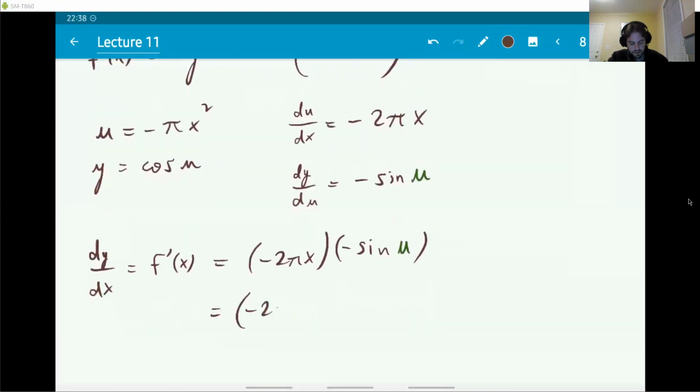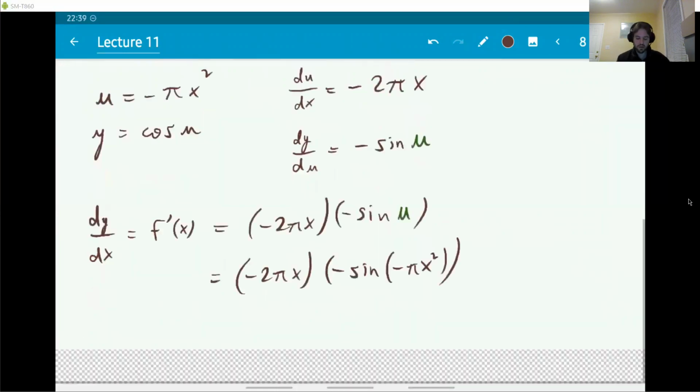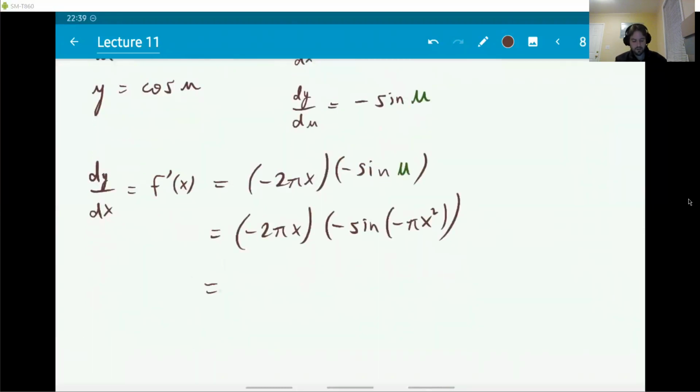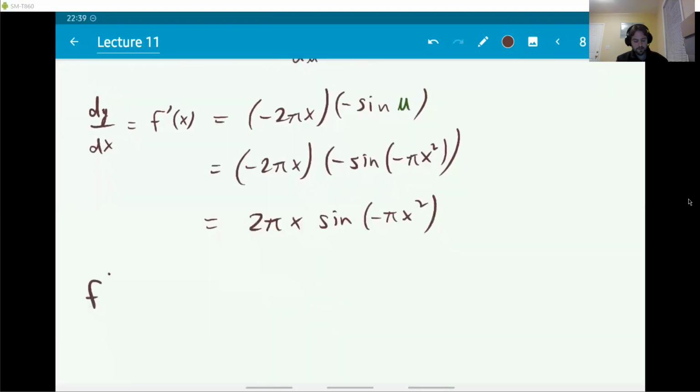You have minus 2 pi x times minus sine of, what is u? u is minus pi x squared. Okay, I guess we can at least cancel the minus signs. This is 2 pi x sine of minus pi x squared. That's f prime of x. How do we find f prime of 1/2 now? Remember, this is the number that we actually needed in this question. Well, we have the formula for f prime of any x that you like. So you just go ahead and replace that with 1/2.